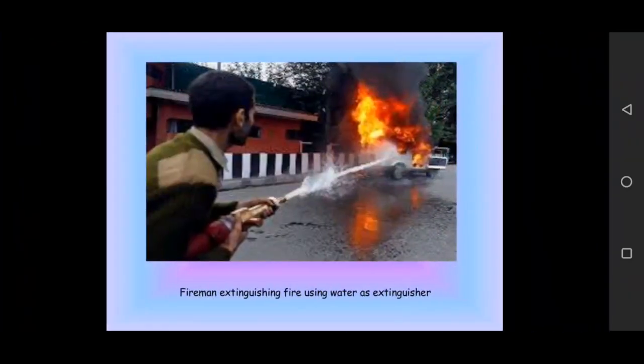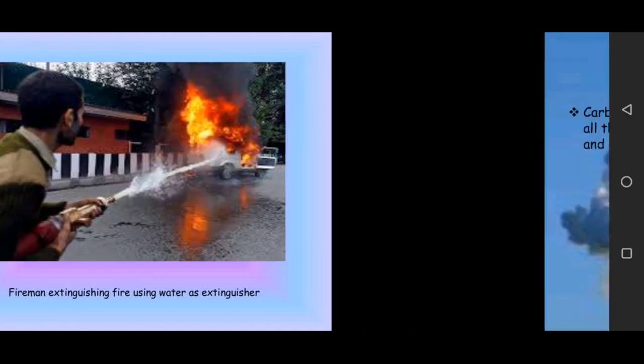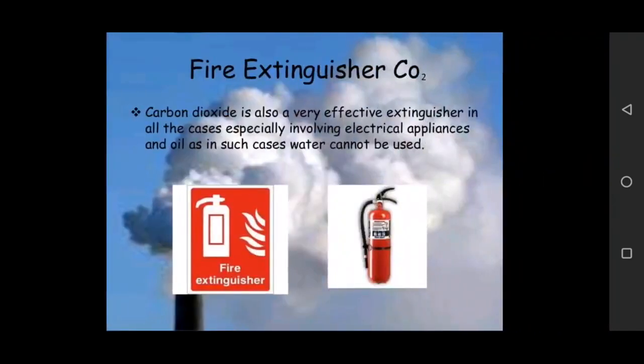So here is an example of a fireman. He is trying to stop fire using water as fire extinguisher. Now, apart from water, carbon dioxide also serves as a fire extinguisher in all cases, especially in electrical appliances and oil, because in such cases we can't use water.